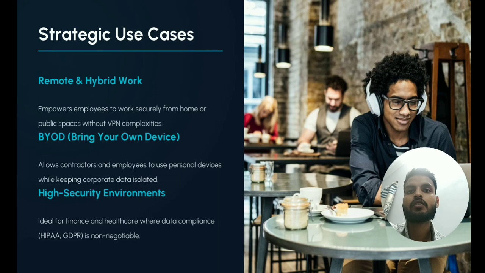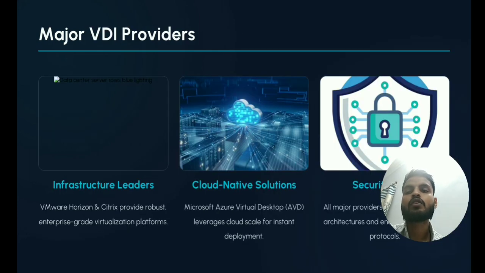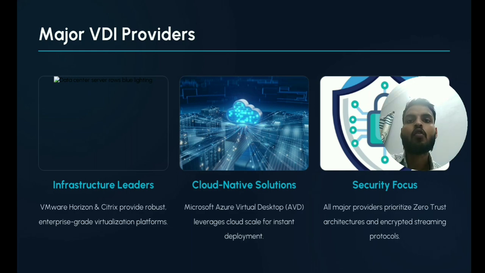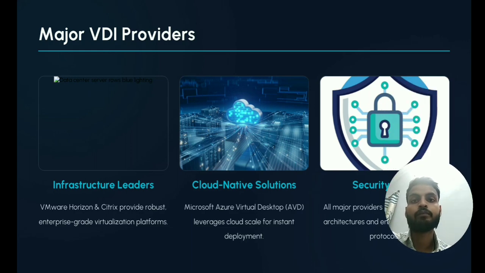The next slide is major VDI providers. Infrastructure leaders: VMware Horizon and Citrix provide robust, enterprise-grade virtualization platforms. And the cloud-native solution: Microsoft Azure Virtual Desktop (AVD) leverages cloud scale for instant deployment. On the security front, all major providers offer zero trust architecture and encrypted streaming protocols.